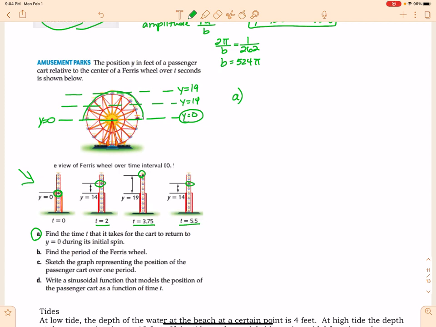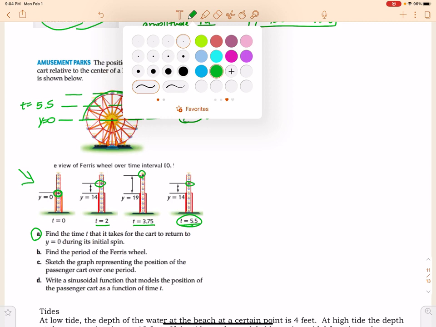Well, at y equals 0, t equals 0. At y equals 14, t equals 2. At y equals 19, t equals 3.75. Then as it makes its way back down to y equals 14, see, the time that has passed is 5.5. So that means I need to know what this time is right here.